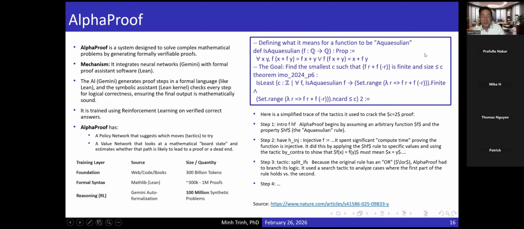So the theorem, the goal, is to find the smallest parameter c so that f of r plus f of minus r is finite if r is under the parameter c, something like that. So this is a problem. You have to find that c, and AlphaProof is able to do that. I guess that 99% of people cannot solve that. If you're not a professional mathematician, it's probably difficult to do.